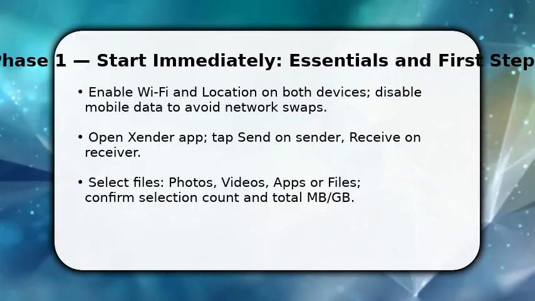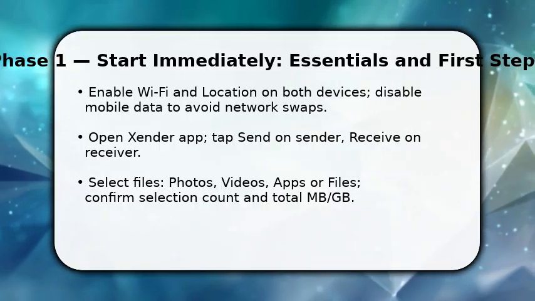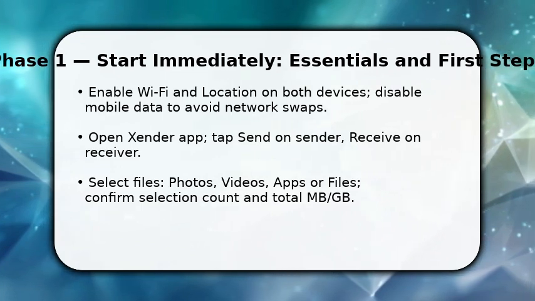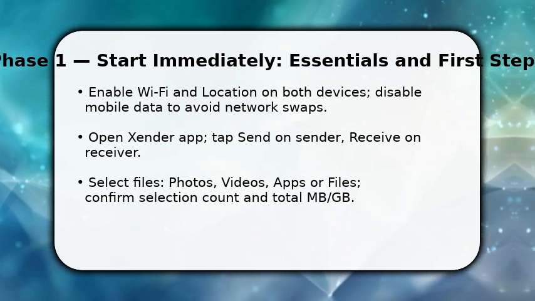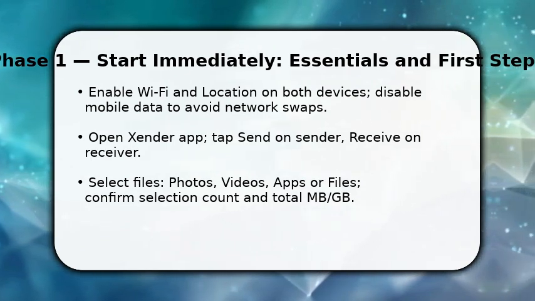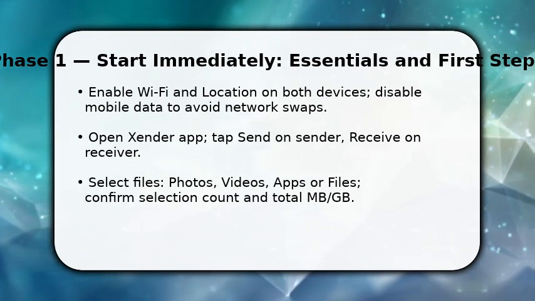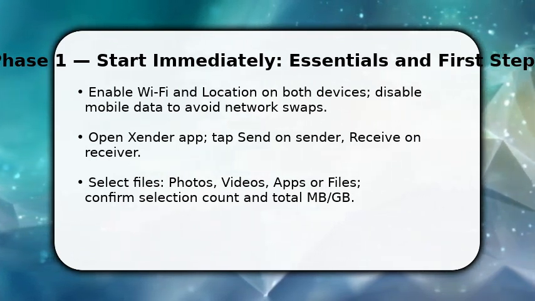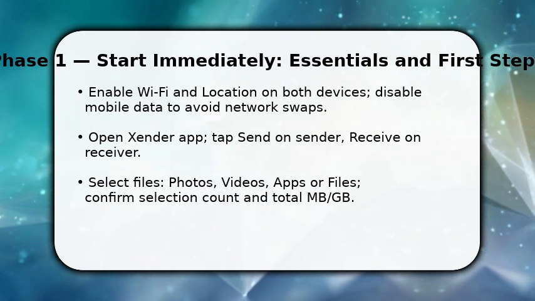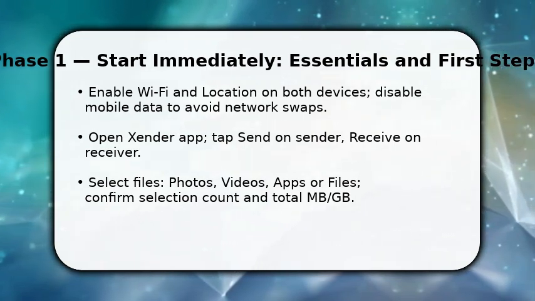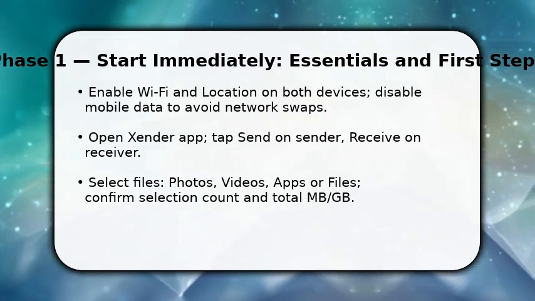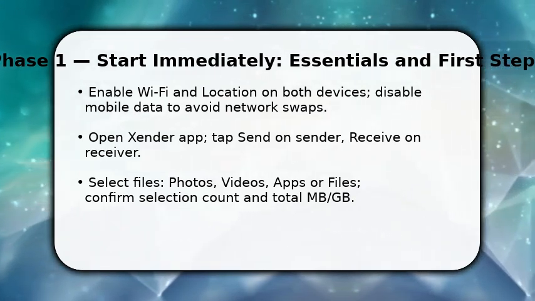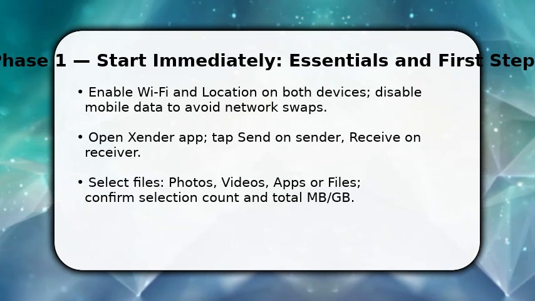Enjoy the video. You start by enabling Wi-Fi and location on both devices so Xender can create a direct link quickly. Open Xender, tap Send on the device with files and Receive on the other. Choose the file types, photos, videos, apps, or documents, and pick items until you see the selection count and total MB or GB. Once done, review file sizes so transfers don't stall. This avoids slowdowns and unexpected interruptions while you proceed to connection steps.